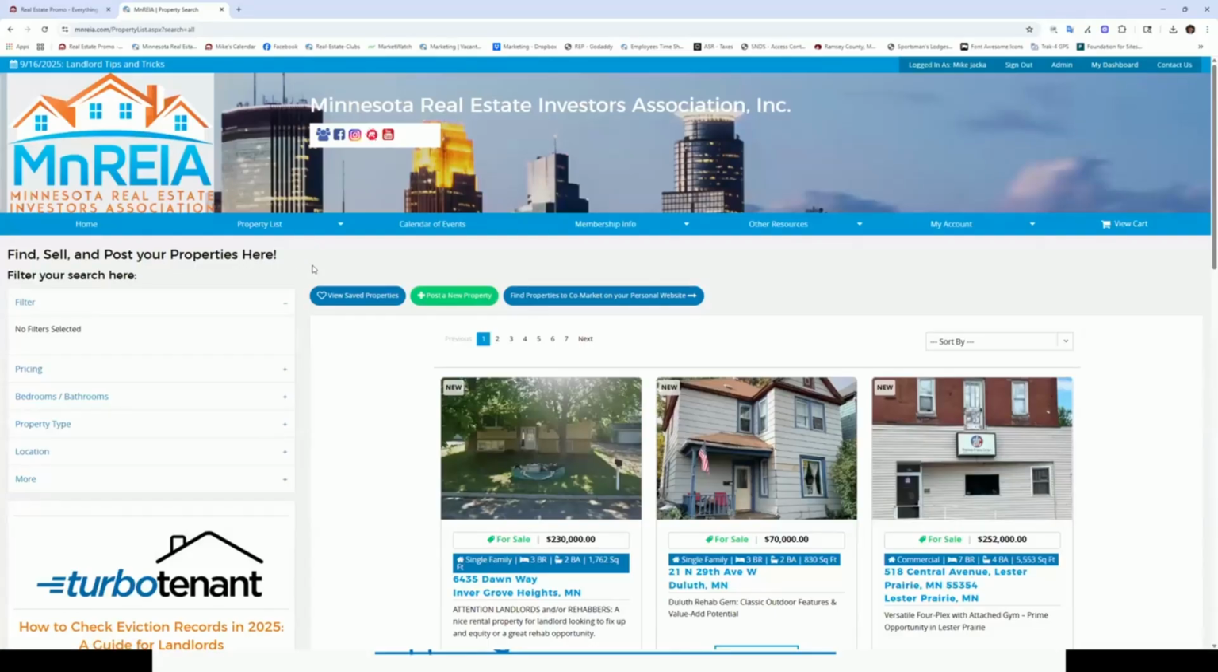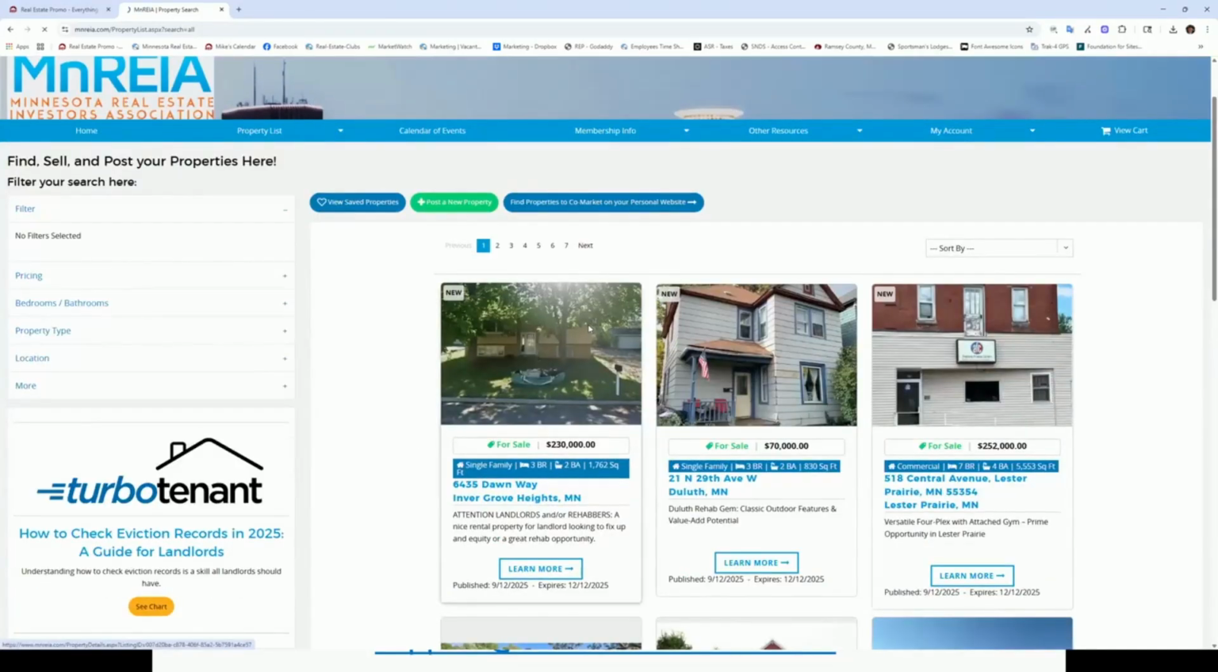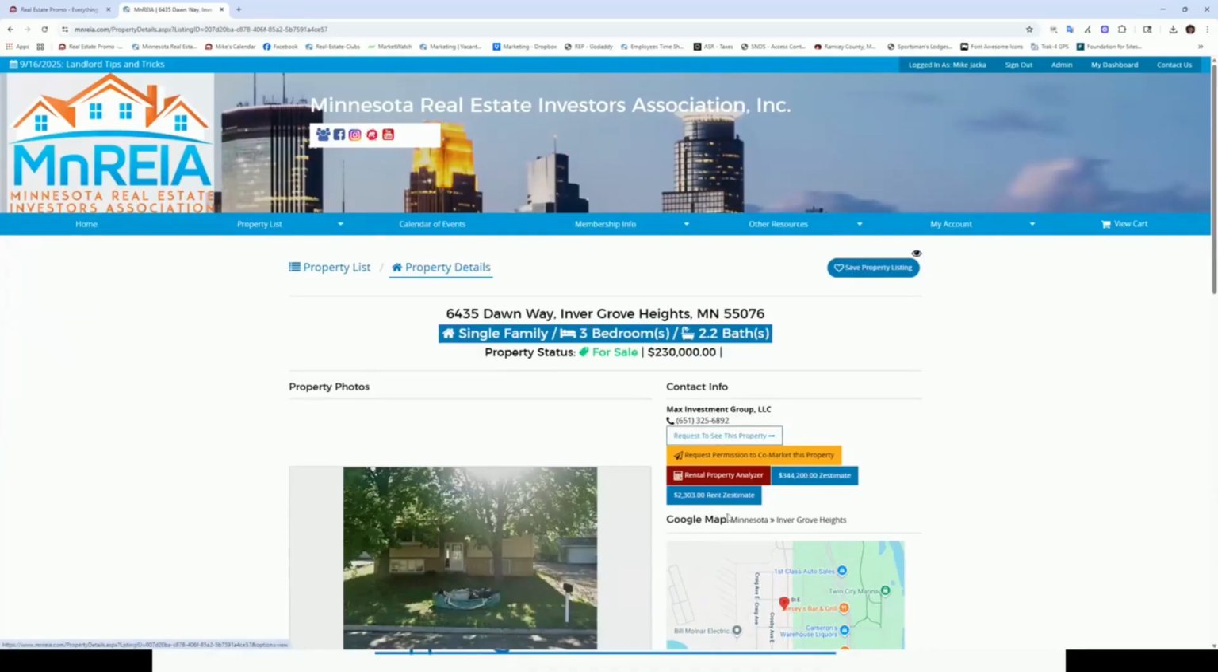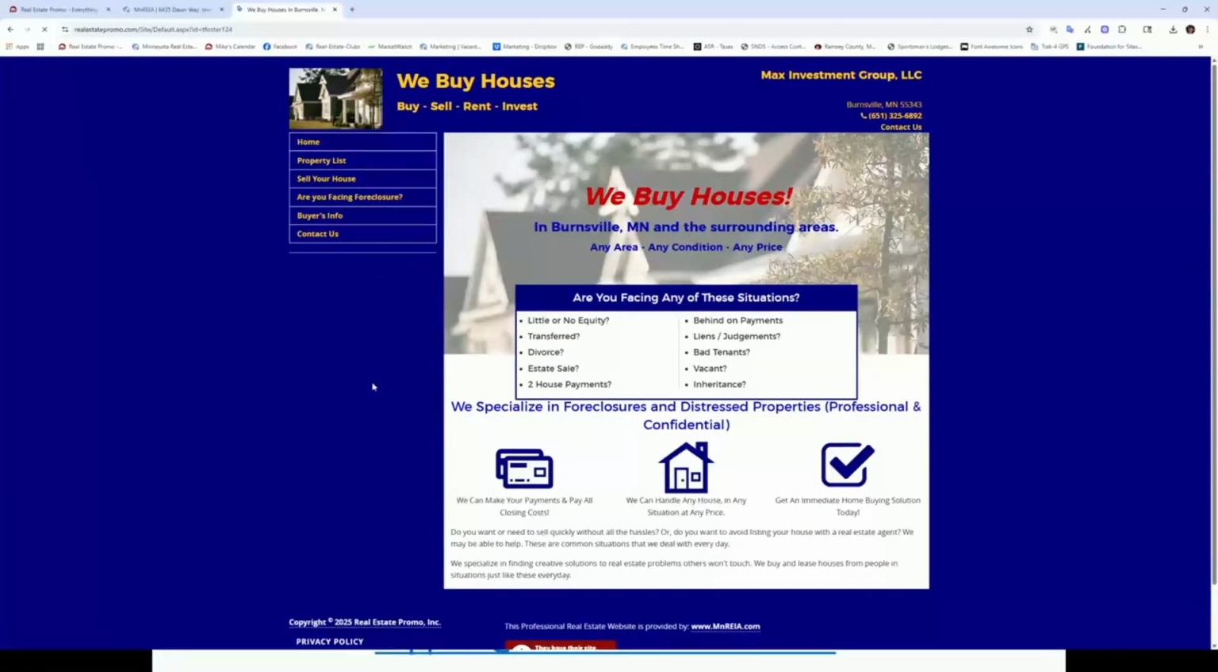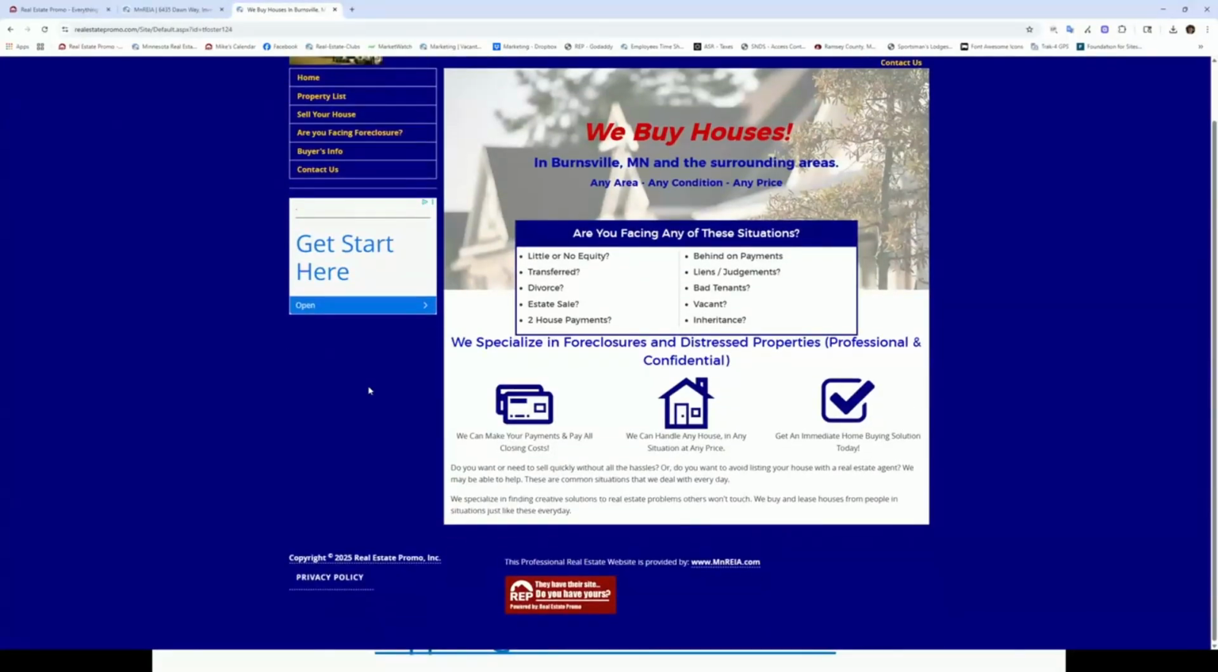I'm going to show you guys through MinRIA here. So this is our site through MinRIA. And I'm just going to go to a random, I'll just pick the newest property we have and then go to that individual's website. All right, so this is the website that you guys get.